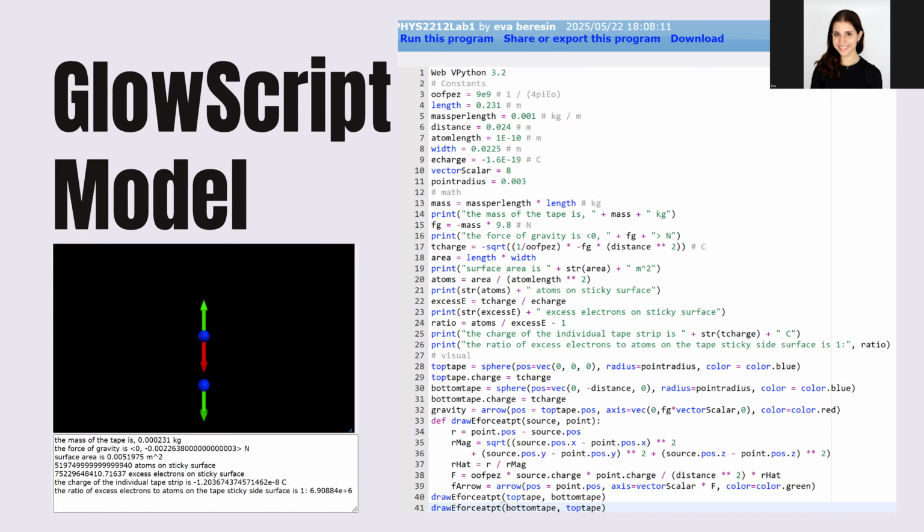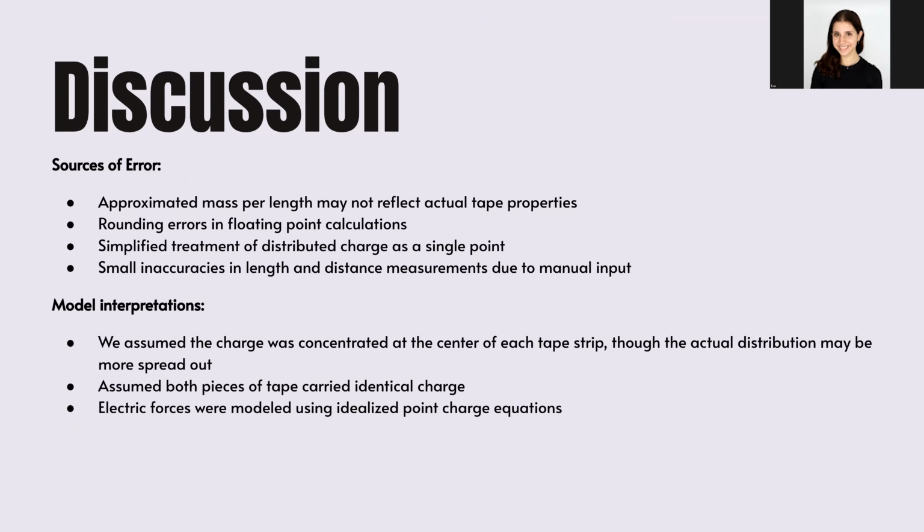Then I also used GlowScript here to model what was happening virtually, where I took the dimensions of the tape and then used these formulas again in this code to model what was happening and got measurements, which you can see in the bottom left.